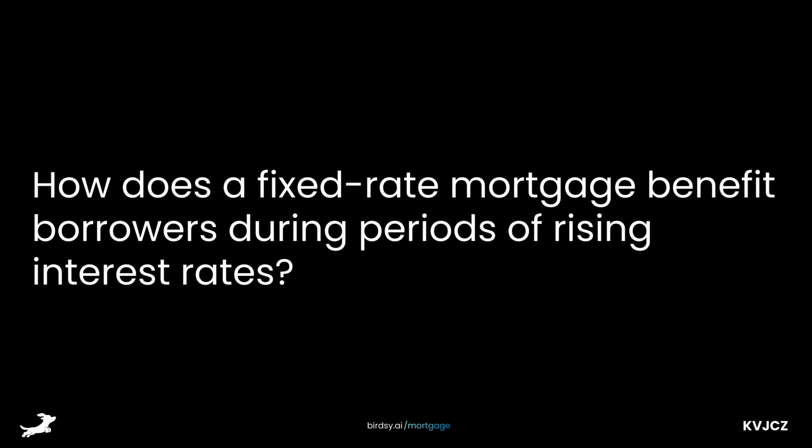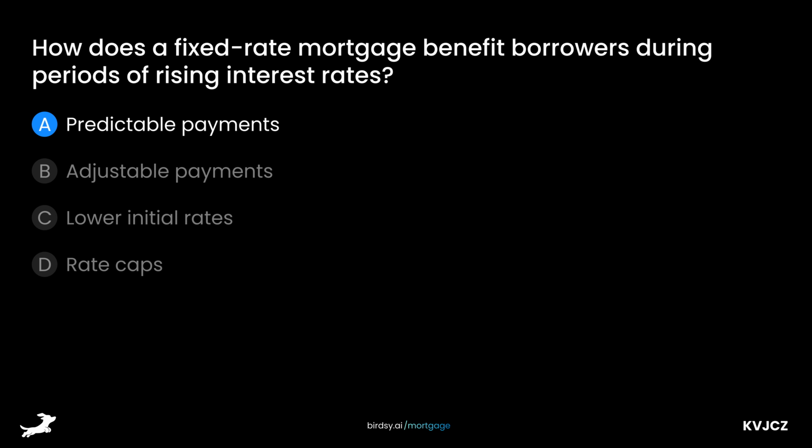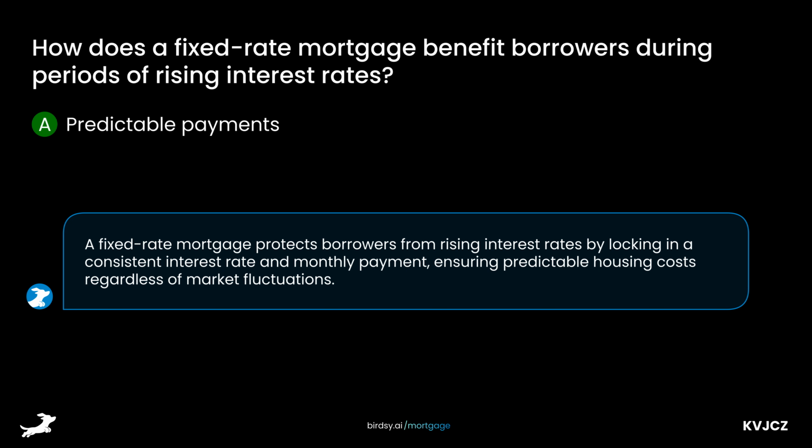How does a fixed-rate mortgage benefit borrowers during periods of rising interest rates? Is it A, predictable payments, B, adjustable payments, C, lower initial rates, or D, rate caps? The answer is A, predictable payments. A fixed-rate mortgage protects borrowers from rising interest rates by locking in a consistent interest rate and monthly payment, ensuring predictable housing costs regardless of market fluctuations.